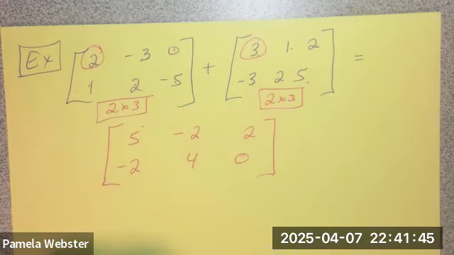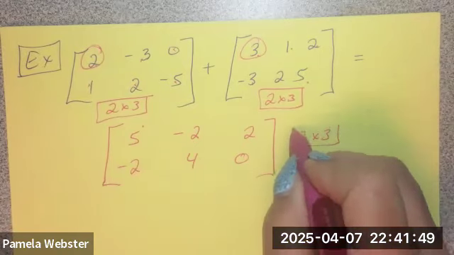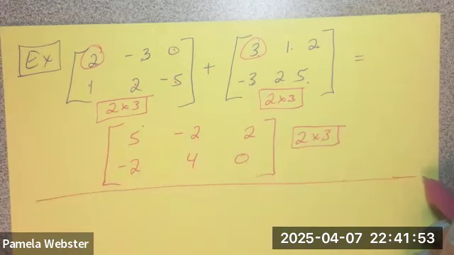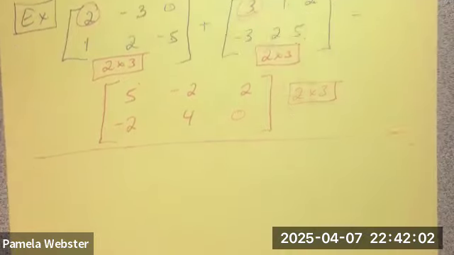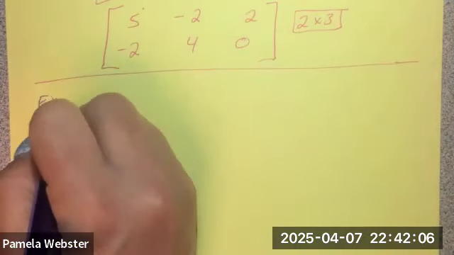What is this? What size is that matrix? My solution. It's a 2 by 3. So sure enough, they all match in size. I can do it. That's cool. Okay. All right. How about this example?